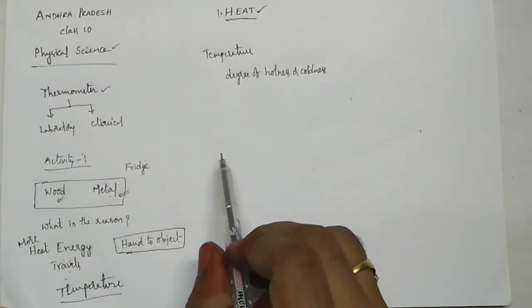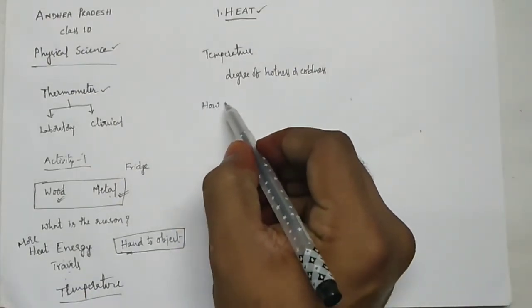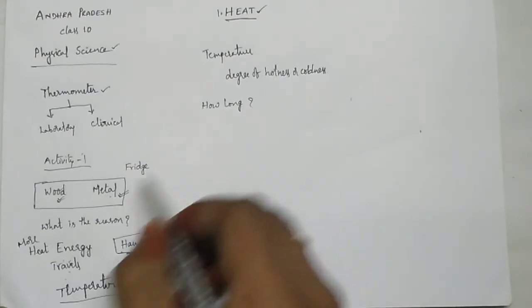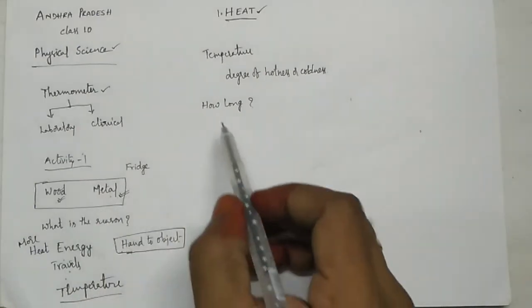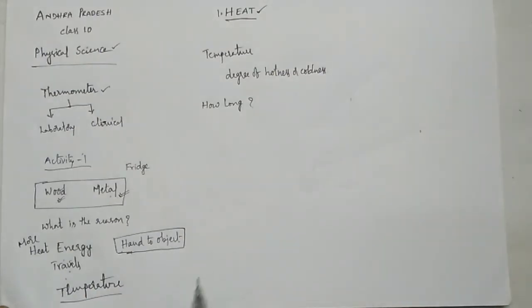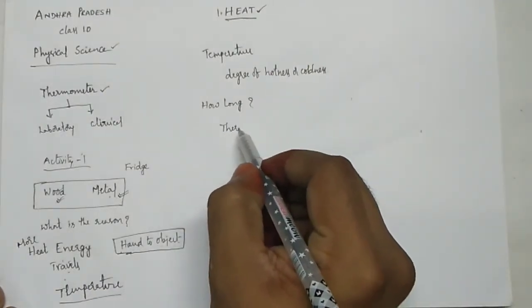Now, how long will this transfer of heat energy continue when you touch the wooden piece or metal piece? Up to some extent, for some time. Why does this transfer of heat energy from your hand to the object stop after some time? Because they acquire thermal equilibrium.